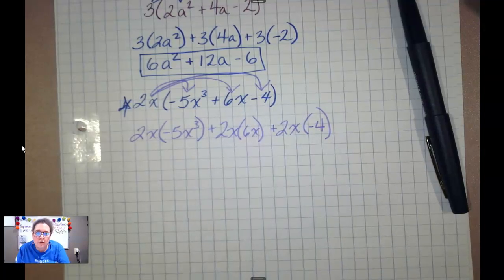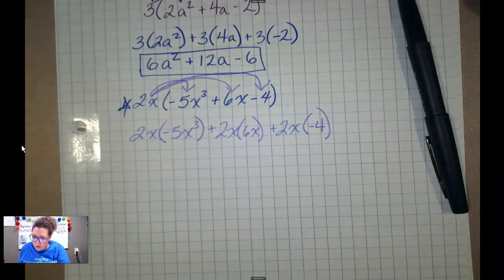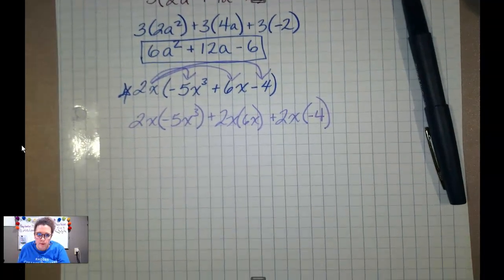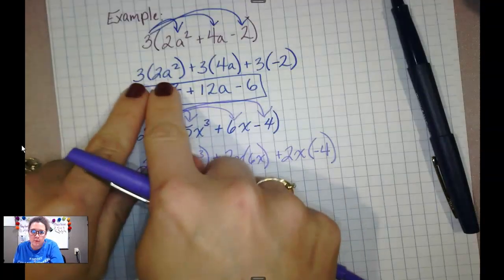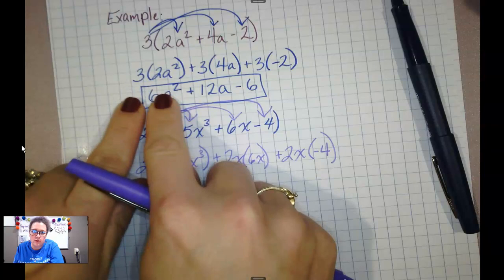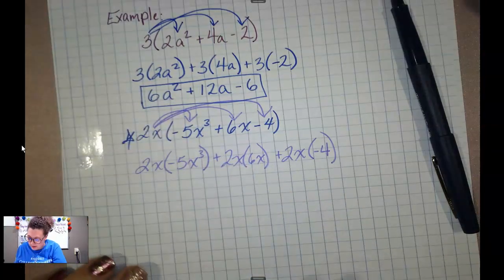So now I'm going to simplify. I'm going to do those 3 multiplication problems. Now, here, it's a little bit different than what we had up here in this part of the problem, where it was just 3 times 2 and we made 6 and the a squared stayed the same.